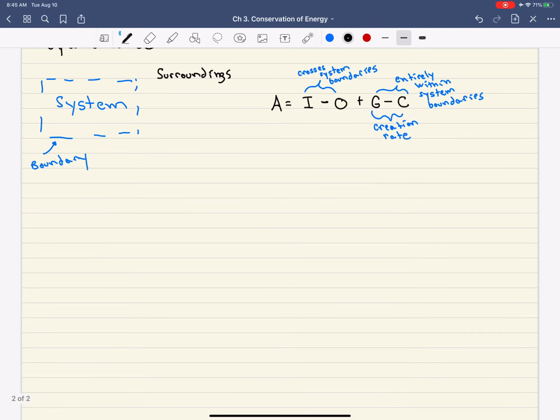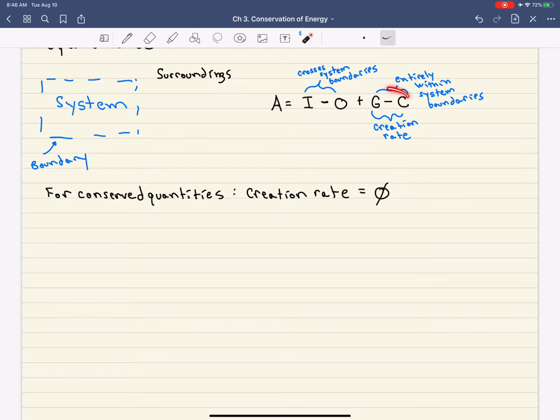And so, if we think of a quantity that's conserved, such as mass or energy, so these conserved quantities, the creation rate, the generation and consumption of specifically mass or energy, that has to be equal to 0. Okay? So that's just what the first law of thermodynamics is actually telling us, and what the conservation of mass is actually telling us, is that if we did a balance on those two properties, generation and consumption would have to be 0.